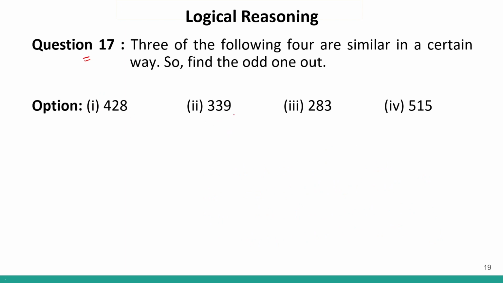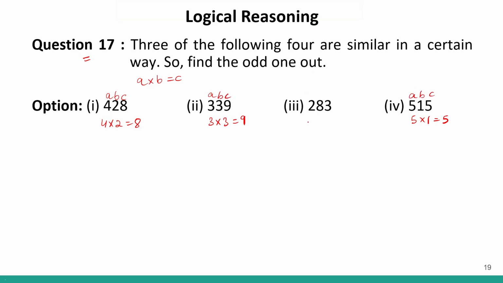We have 428, 339, 283 and 550. So if I look at this number, I can say that 4 into 2 will give me 8. Correct? Similarly, if I look at this number, I can say that 3 into 3 will give me 9. And if I look at this number, I can say that 5 into 1 will give me 5. So here the logic is that if there are 3 numbers, A multiplied by B will give us the answer C. This same logic is used in all these 3 options.